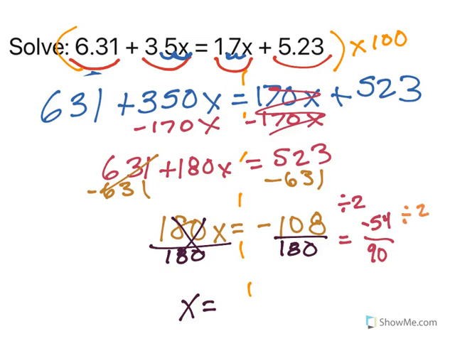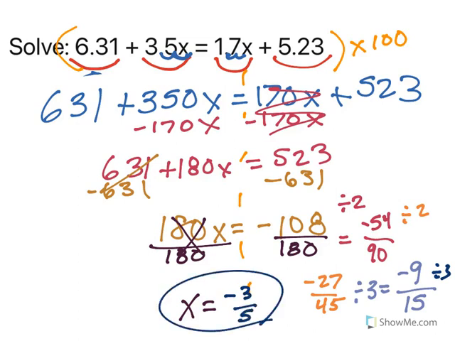This is exactly what I did on my paper when I did this problem. Negative 54 divided by 2 is negative 27. 90 divided by 2 is 45. Those are both divisible by 3. Negative 27 divided by 3 is negative 9, and 45 divided by 3 is 15. For the love of Pete, those are both divisible by 3 again. And I end up with negative 3/5. Final answer. You might have seen right off the bat that these are both reducible by 36. That'd be great. If you didn't, you might have gone the long way like I did. But either way, we got there.